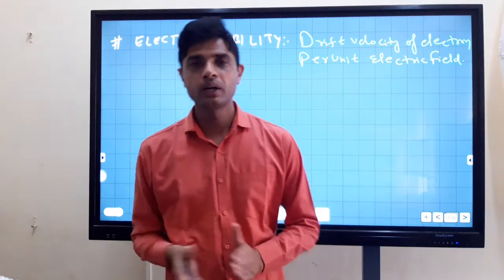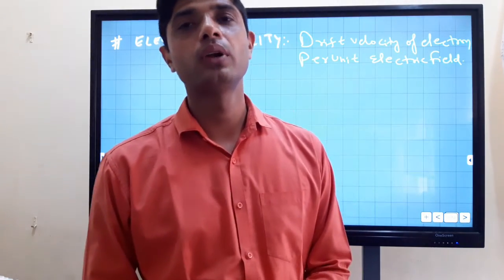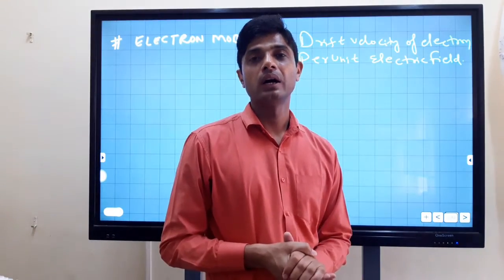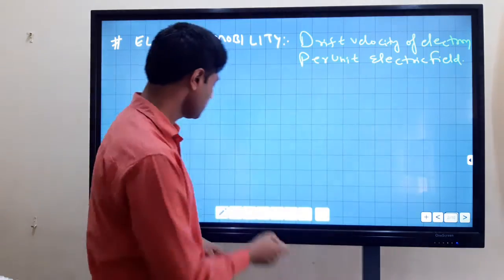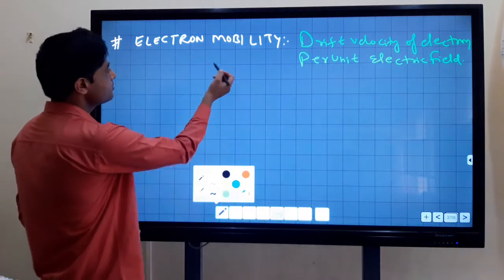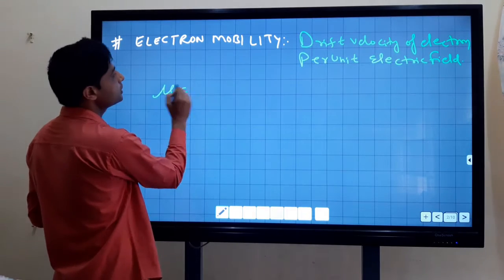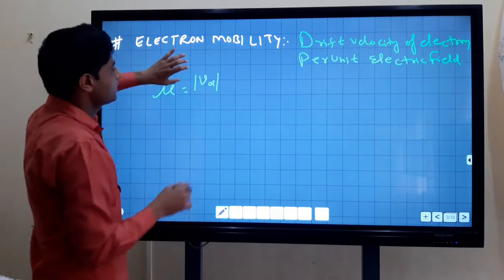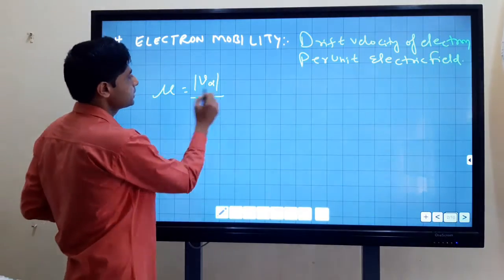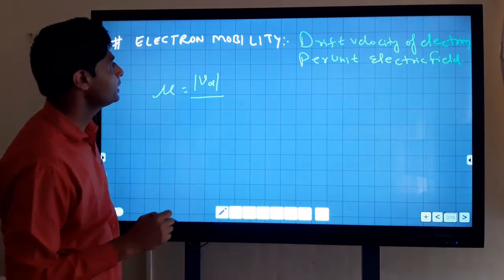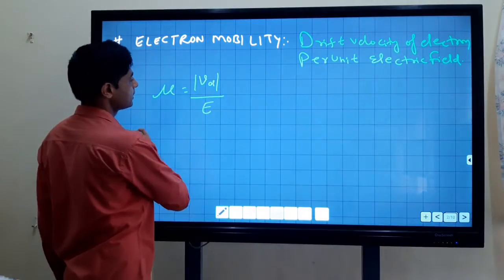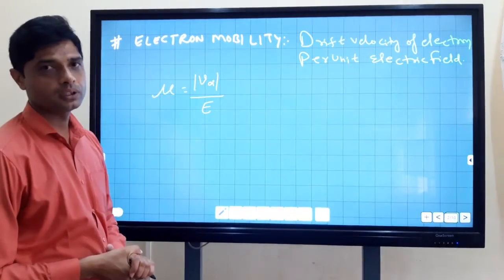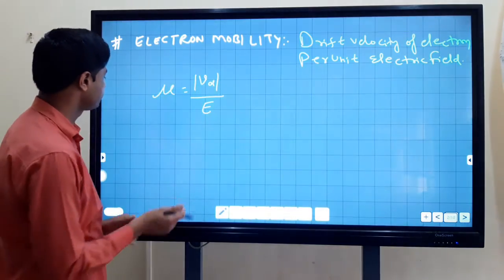As you know, drift velocity is the average speed of free electron when the electron moves under the influence of an external electric field. The symbol of mobility is mu, so mu equals drift velocity upon E, that is mu equals Vd upon E, where E is the electric field and Vd is the drift velocity of free electron.